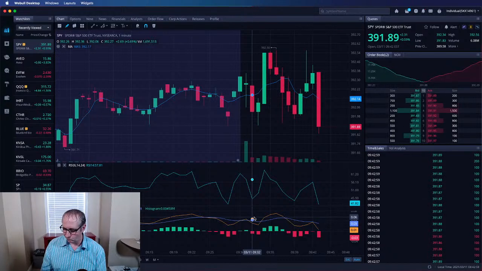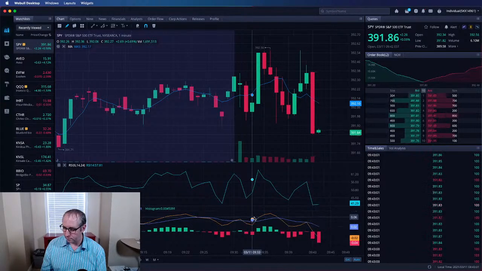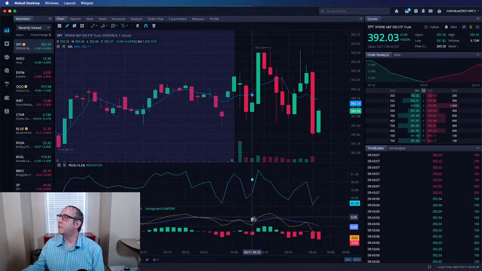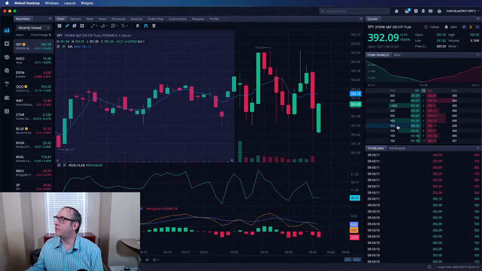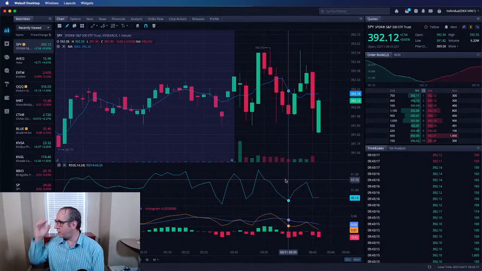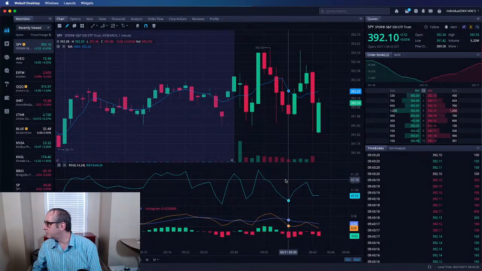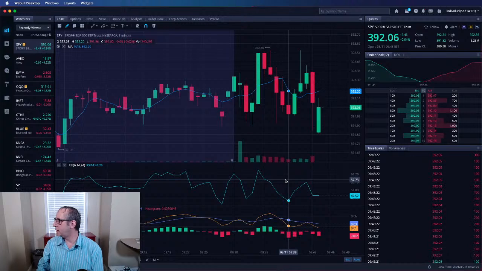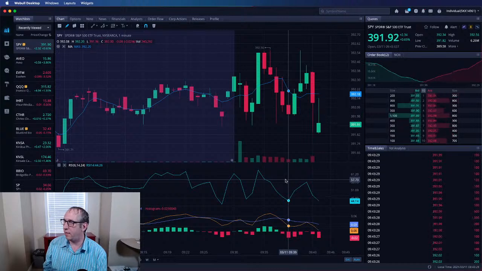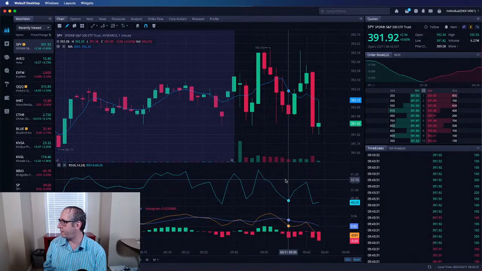So looking at the tape over here, and this is something I like to look at, you can see there's lots of activity, but there's always lots of activity on the SPY, so that's not unusual. TradingView is a great program, John. I like it very much. I don't really use it, but it's very, very good.